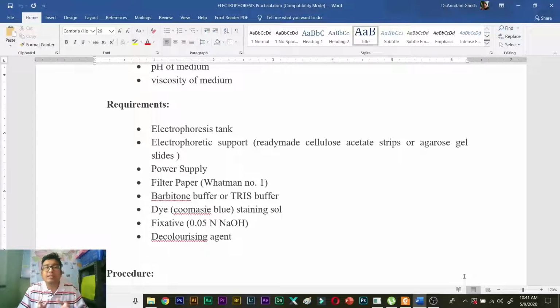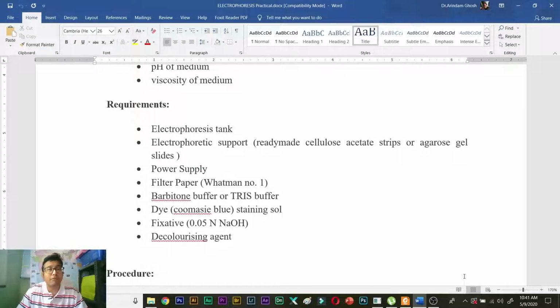Power supply is another electric device that will be connected to the electrophoresis tank. I will be showing you shortly. Filter paper, Whatman filter paper number 1. Please note down in your note, the purpose of this filter paper is to connect the gel with the buffer. It may or may not be used depending on the chamber design.